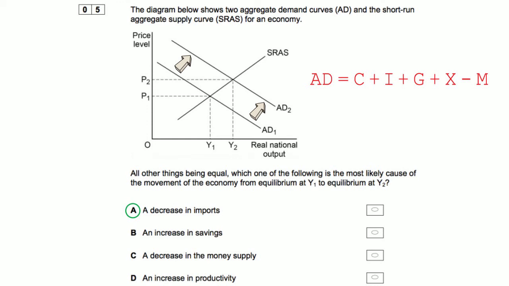Option D is an increase in productivity, and if there was to be an increase in productivity, it would mean the productive potential of the economy would increase, and this would cause the long-run aggregate supply curve to shift outwards. Productivity is supply side based, not aggregate demand side based. Therefore, D is wrong.